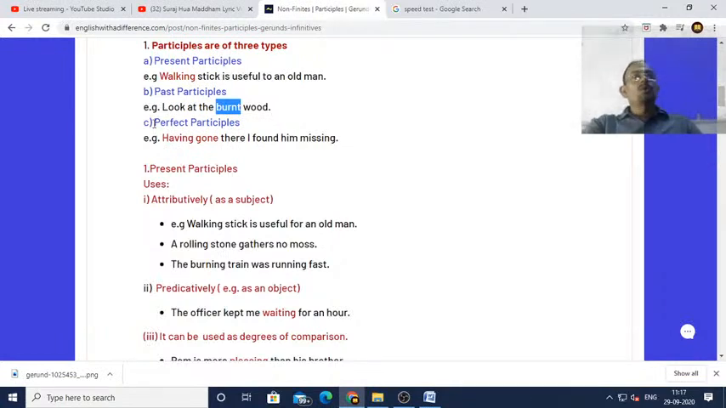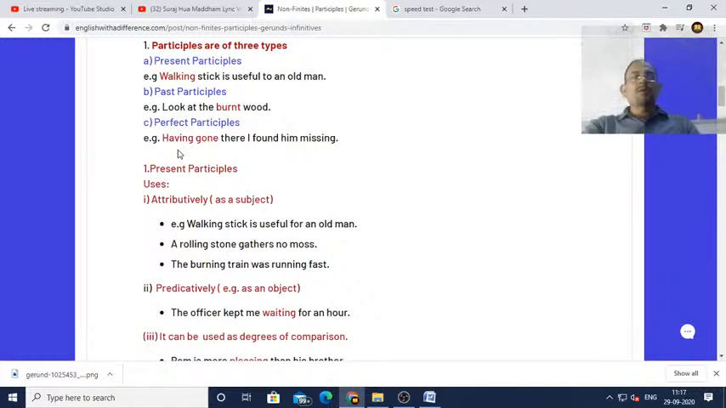And then let's move on to perfect participles. So which are perfect participles? Having gone there, I found him missing. So having gone, having completed, having done my work. Whenever you have verb 3 along with having, this is called perfect participle. Therefore, having completed, having gone, having done are examples of perfect participle.